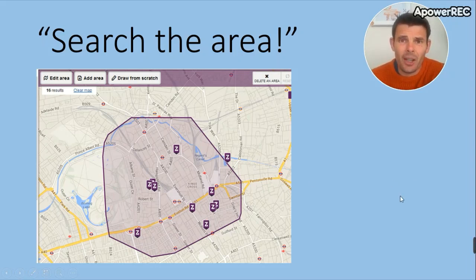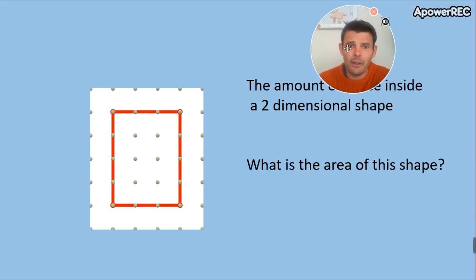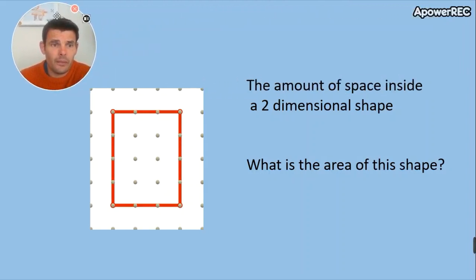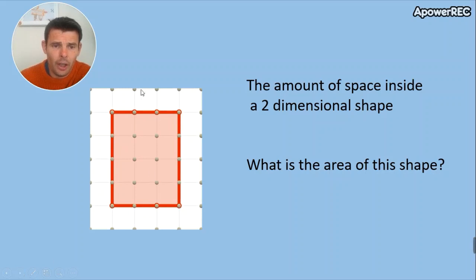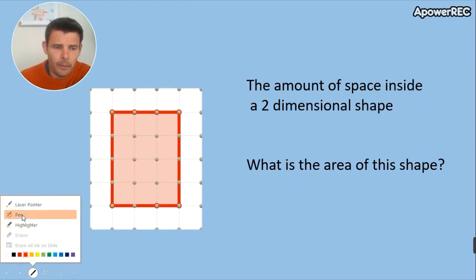So what does that mean in terms of maths? Let's have a look at this shape. We're looking for the amount of space inside a two-dimensional shape. In this case, what is the area of this shape? We are looking for this pink shaded area, and we are looking to find out using squares. So let's measure our sides like we did for our perimeter.